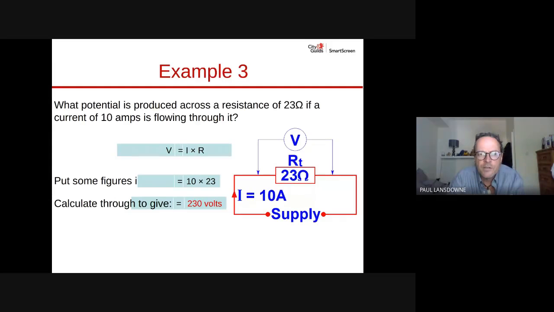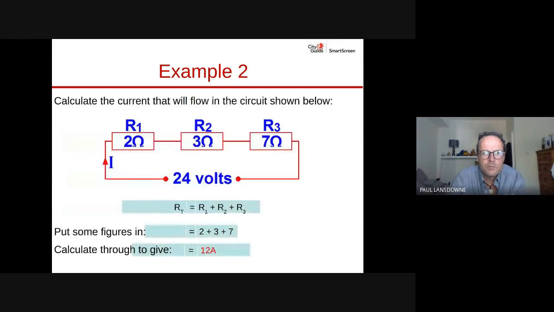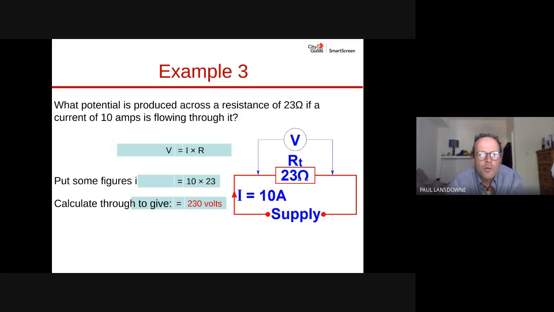So this is a different example. When a potential is produced across a resistor of 23 ohms and a current of 10 amps is flowing through it, we have to do 10 times 23, which gives us 230 volts. I'm just going to look at this PowerPoint to see if it matches what we were doing here. Yeah.